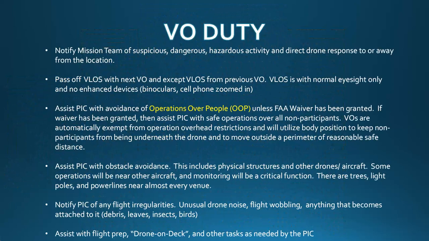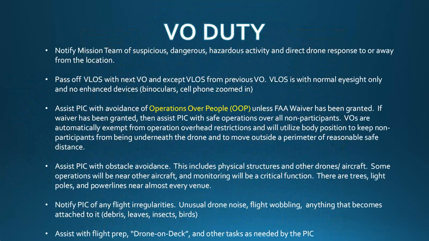You're going to pass off your VLOS with the next VO and accept the VLOS from the previous VO. Visual line of sight is with normal eyesight only and no enhanced devices. Binoculars, cell phone zoomed in. You can use strobe lights even during the day, can help. That counts. That is you seeing the drone. Seeing the flashing light is considered seeing it with your normal unaided eyesight.